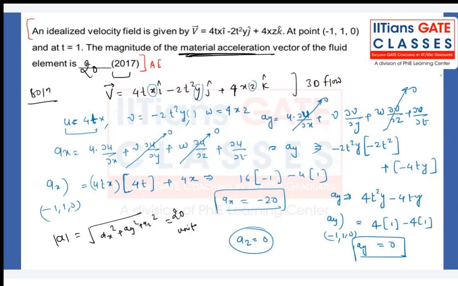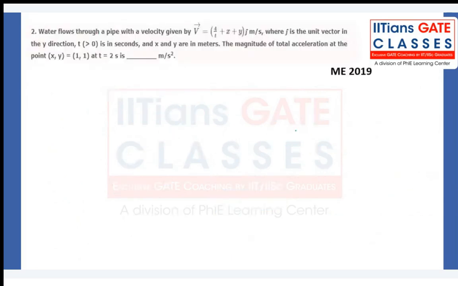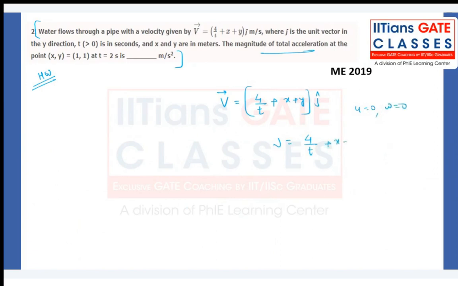So likewise, we have another problem when you just see this one, right? Now tell me guys, you can solve this particular question as a homework, right? Because a very similar question is there, ax, ay, and az we have to find, and then we have to take the under root. But my question is which kind of flow? 4 by t plus x plus y, and they have given us j. That means they have given the v component of velocity, because u is 0, omega is 0, and v we know is dy by dt.